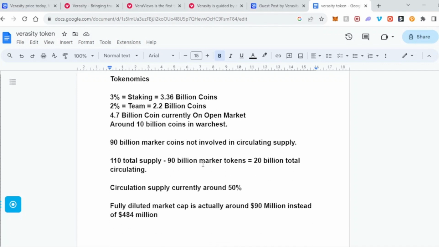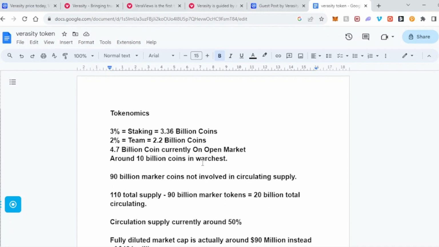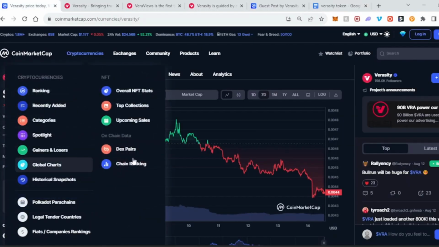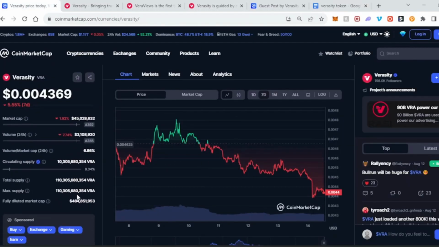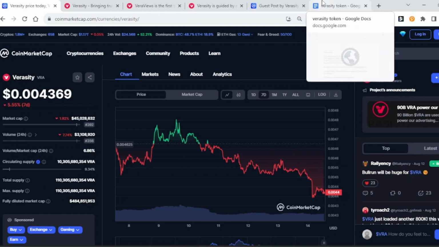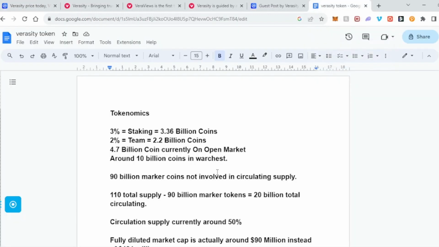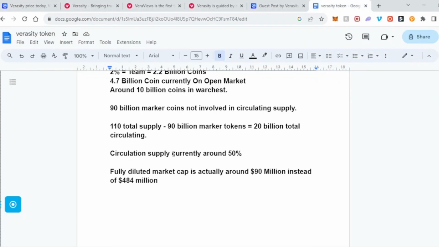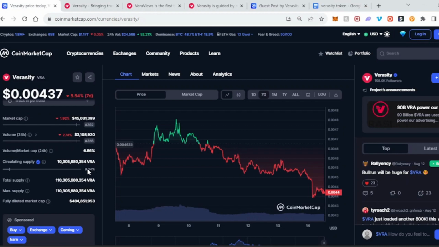So basically the actual total supply of Verasity, like it says here, 90 billion marker tokens are not involved in the circulating supply. So the real circulating supply at the moment is 10 billion, and the real total supply is only 20 billion tokens, which means, like I've written here, the current circulating supply is around 50% of the total supply. Like it says on CoinMarketCap here, only 9%.